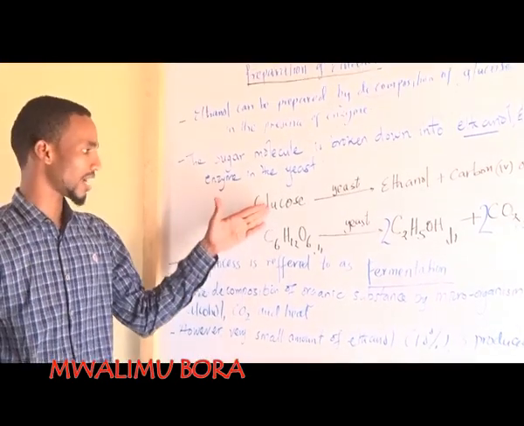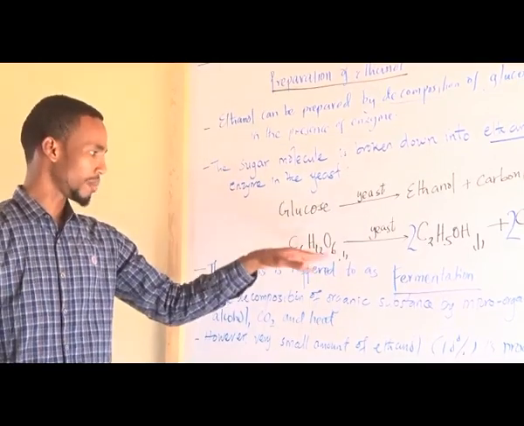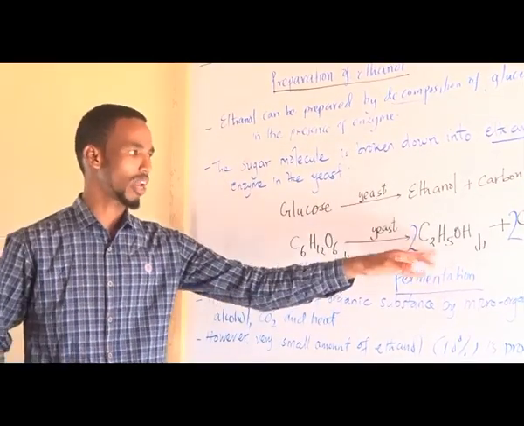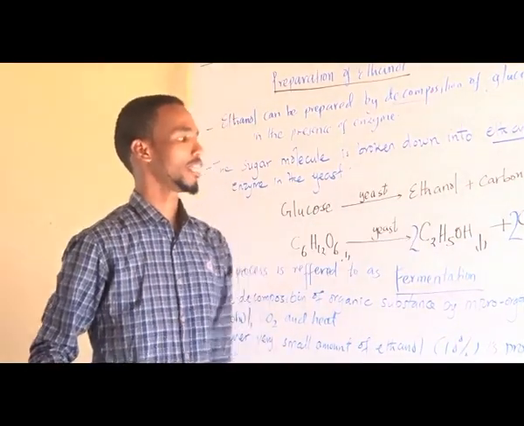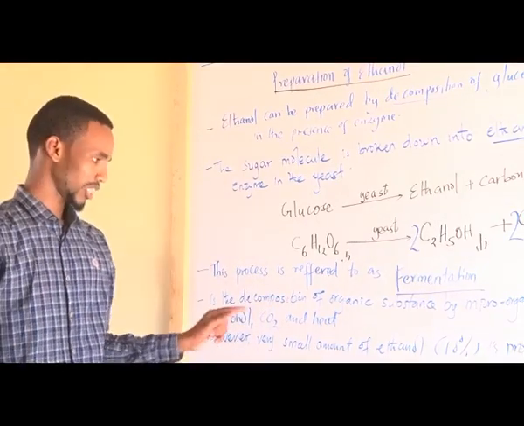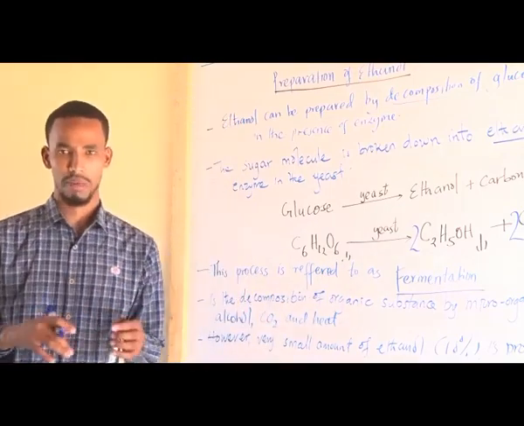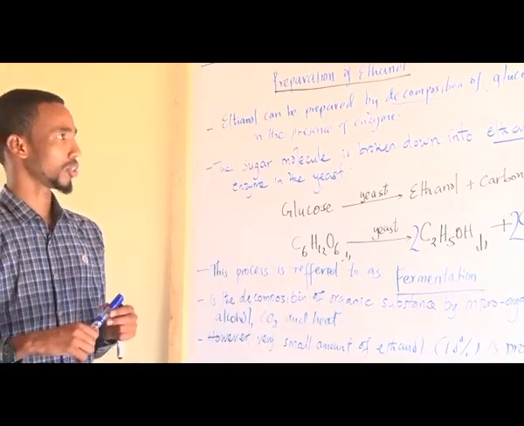So if you take glucose, you add into yeast. The yeast has an enzyme. It will break down the glucose into ethanol and carbon dioxide, and heat in form of ATP is produced. But you're told very small amount of ethanol, that's around roughly 10%, is produced by fermentation process.